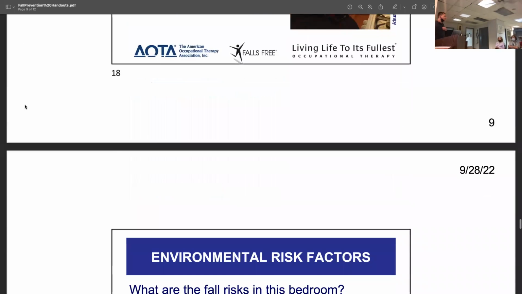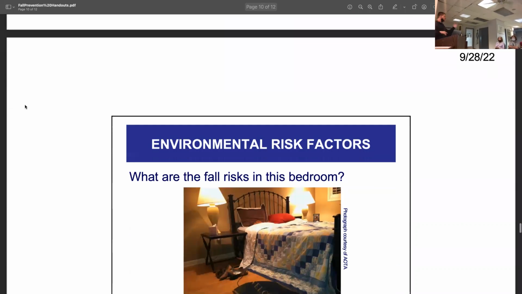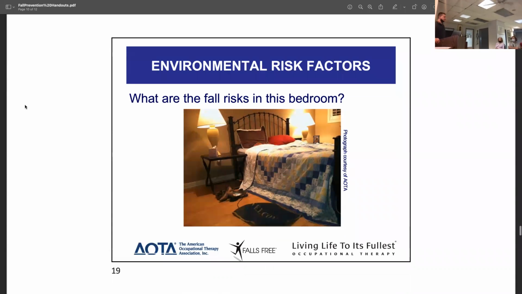So as an occupational therapist, we're looking at that specific situation and finding all of these different risk factors that not a lot of people may have thought of. So our homes may contain many fall risks that we may not be aware of.